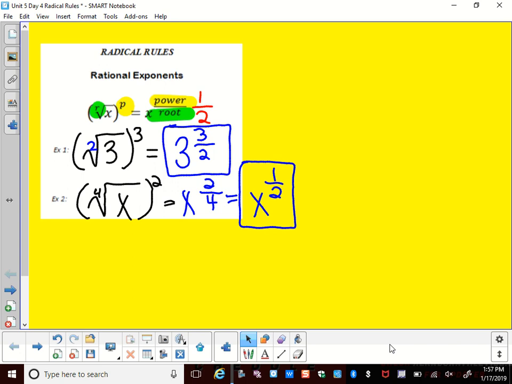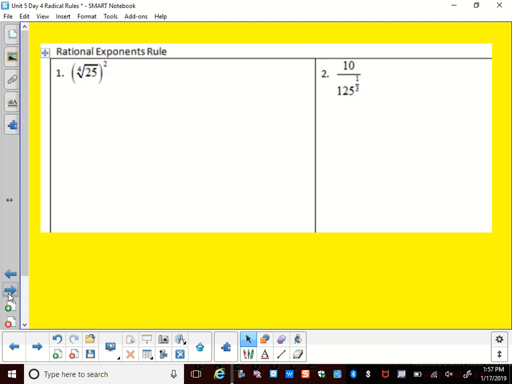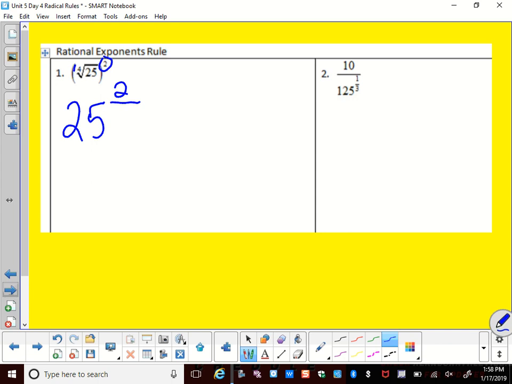Okay, so just like we did last class, we're going to go back and forth. Grab your packets. All right, rational exponents rule, numbers 1 and 2. Ronaldo, what number is under my radical? Yeah, that's my big number. That's what I'm focusing on. What's my power on 25? You guys got it? Okay. What's my power? 2. And my root is right there, it's 4.